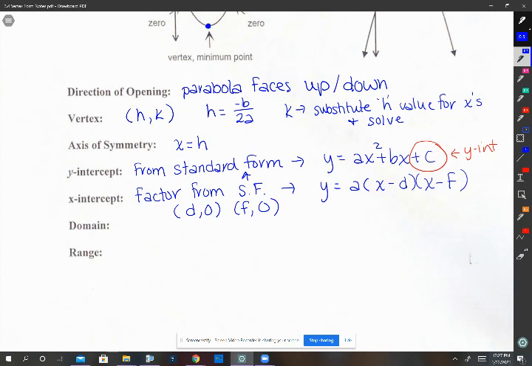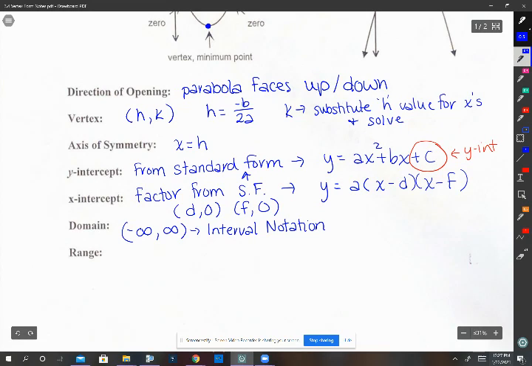Domain for a quadratic, remember, is always negative infinity to infinity if it's interval notation, and it would be all numbers, all real numbers.